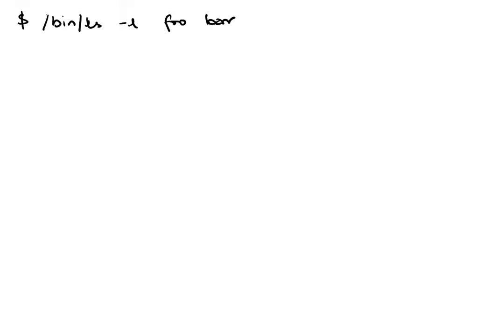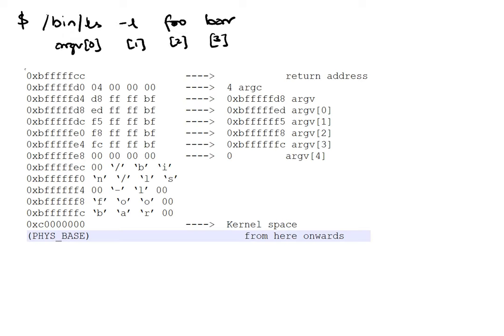So what should we set up on the stack for us to be able to make this happen? Remember that the ls program I'm running is going to have 1, 2, 3 arguments, and this is argv of 0, this is argv of 1, argv of 2, and that's argv of 3. So we have to pass all these to the program. Here's how it's actually going to work. I'm going to first show you the full view of the stack, and then I'll walk you through it.